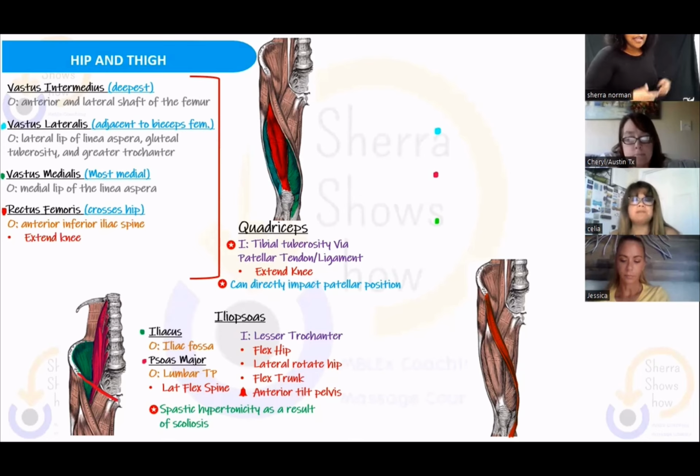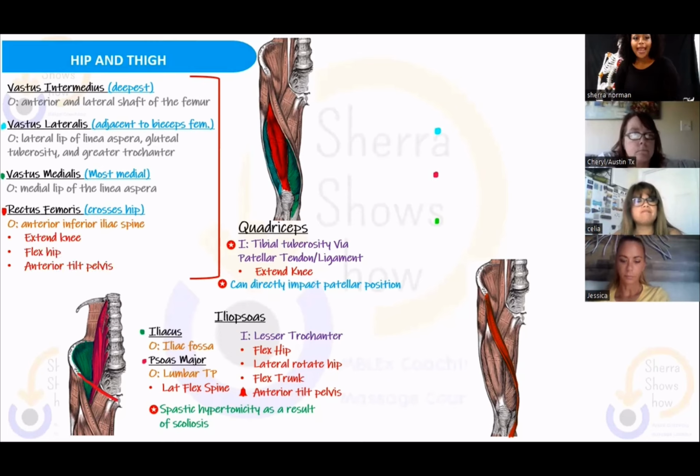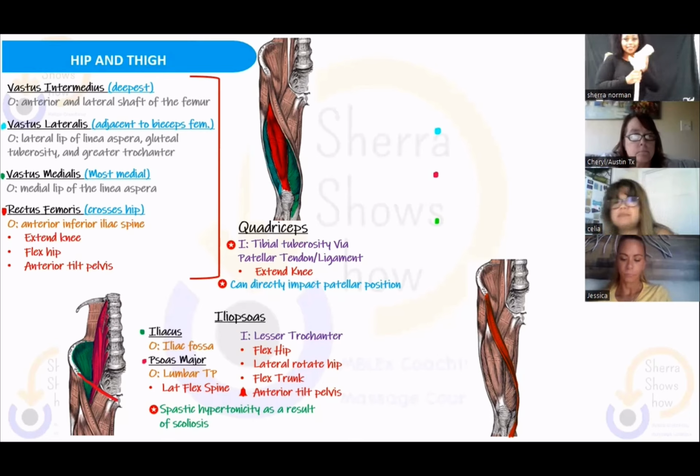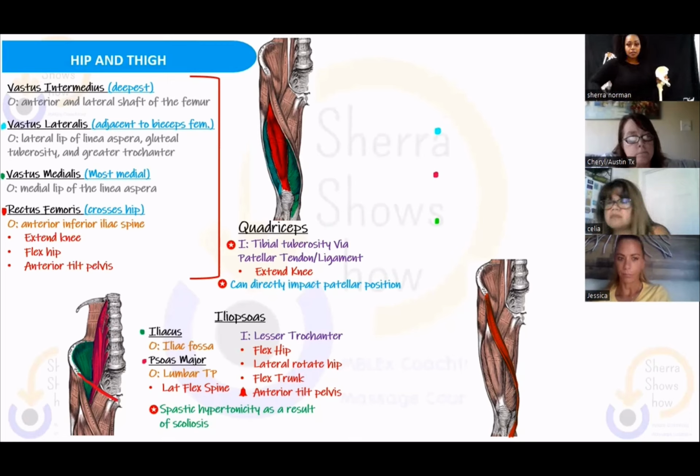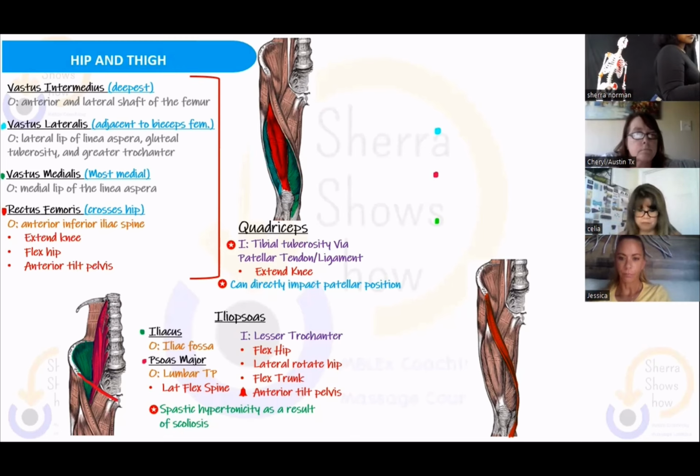So it extends the knee, and then of course, rectus femoris passes the hip. That means the quads also flex the hip and anterior tilt the pelvis. Observe, if the quads get tight, they reach up and grab onto that pelvis and pull down into an anterior tilt. So there's your other cue of the P's and Q's, right?